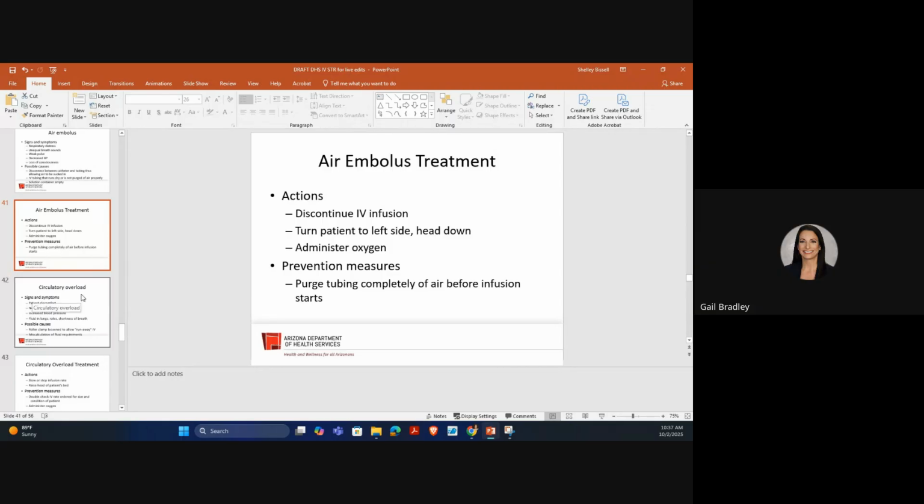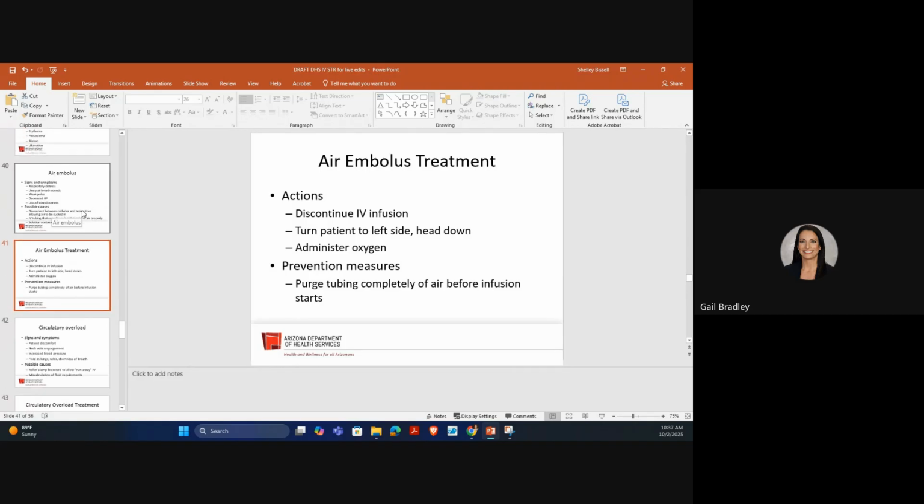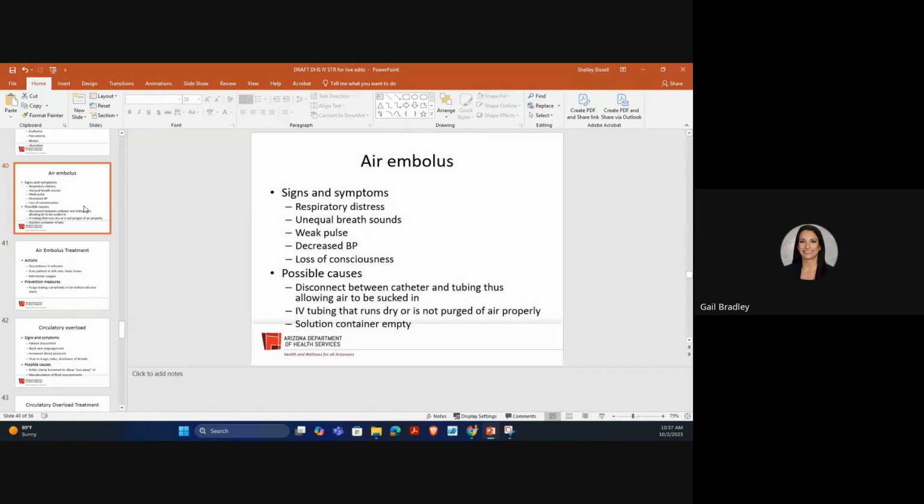I don't know with this one, like the air embolus. I'm just thinking the EMT level. Sure. It starts getting pretty complex. I can't see many paramedics identifying this and doing all this acute intervention, much less expecting an EMT to. Yeah, I agree. I would probably delete these two slides, 40 and 41, would be my thought. Perfect. Yeah, I agree. I'm good with that.